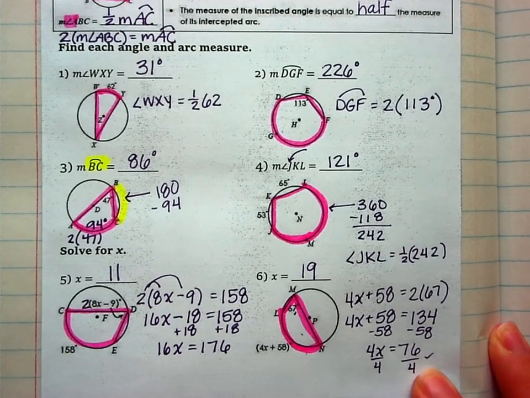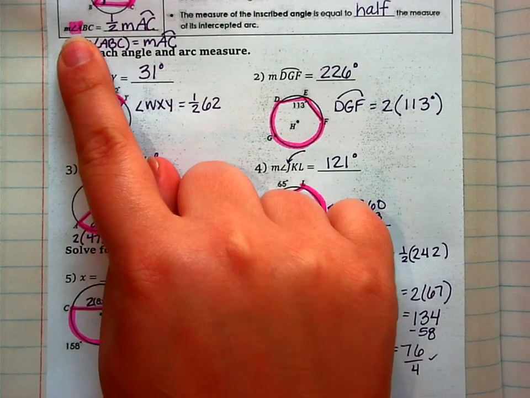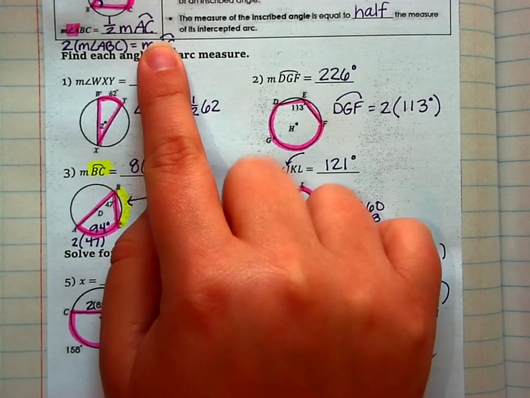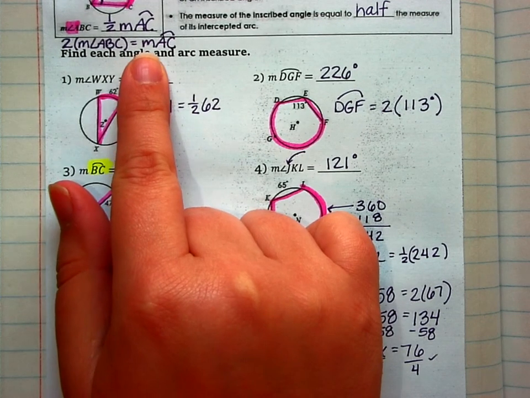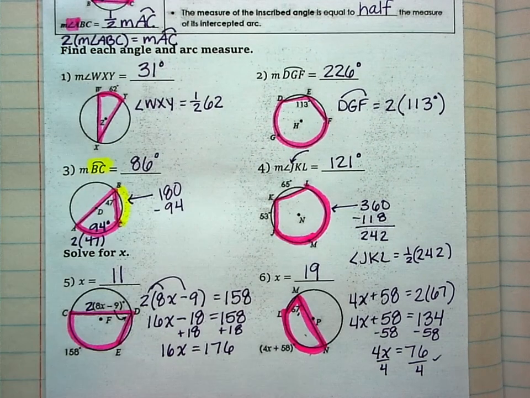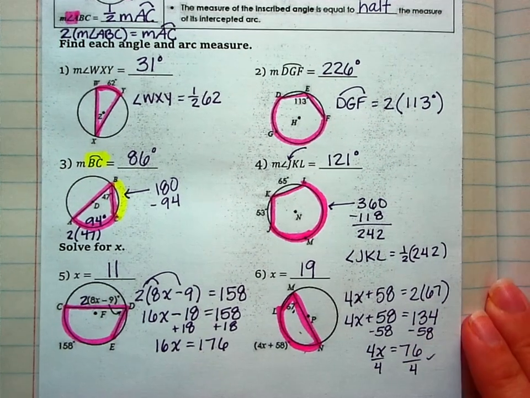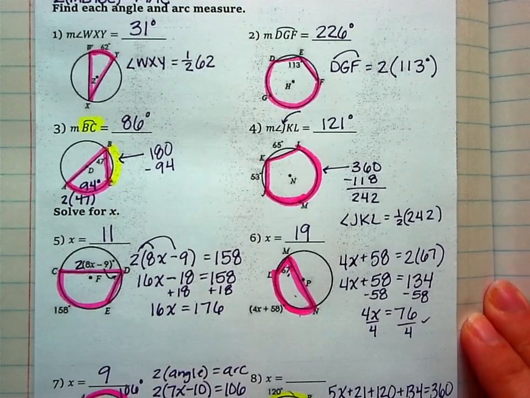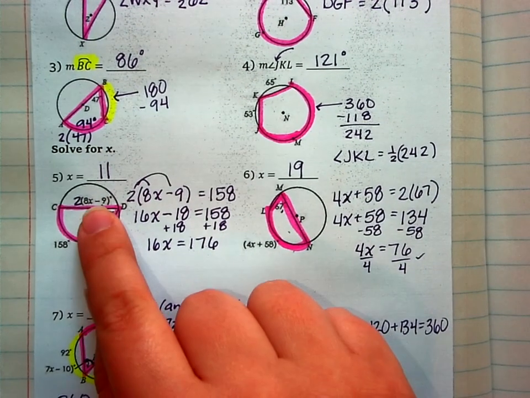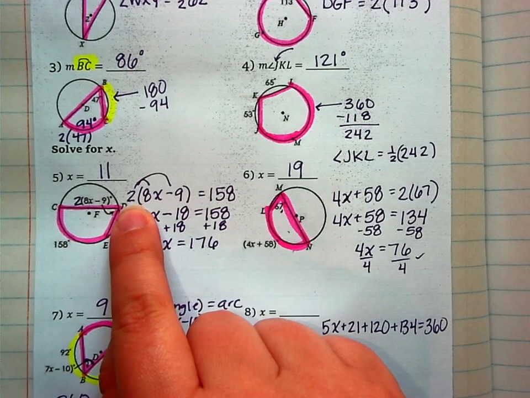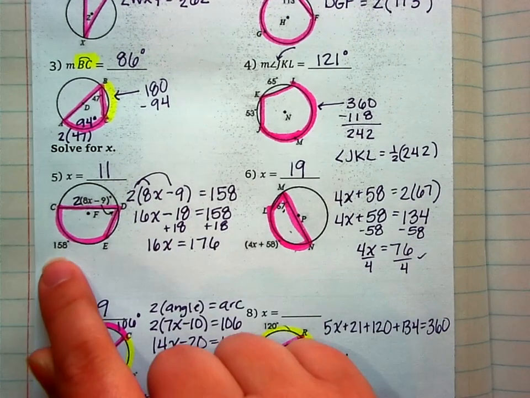Now remember we said that the angle is equal to half the measure of the arc, or 2 times the angle is equal to the measure of the arc. So that was how you set up the problems on page 108. So example number 5, they gave us this for the angle, we multiplied it by 2, and then we could equal it to the arc measure.